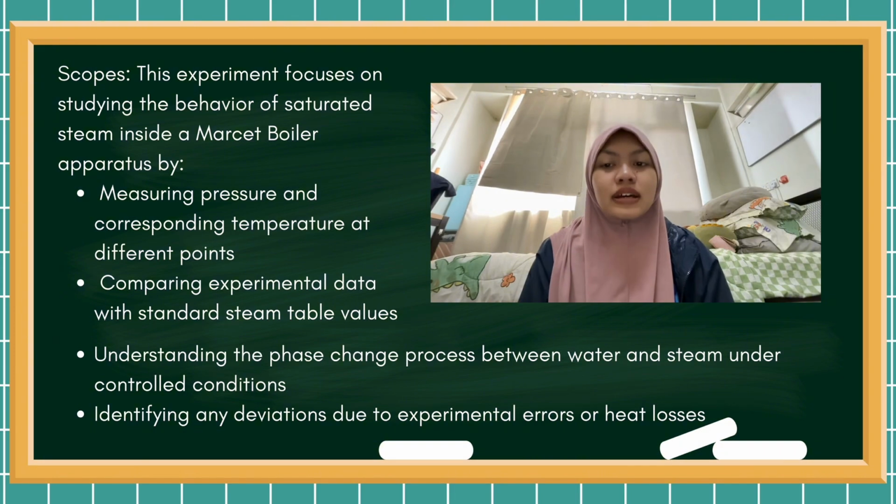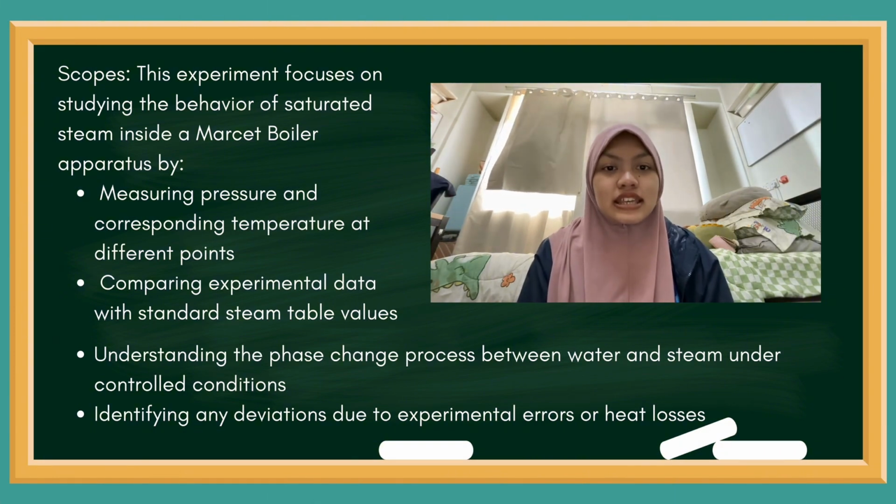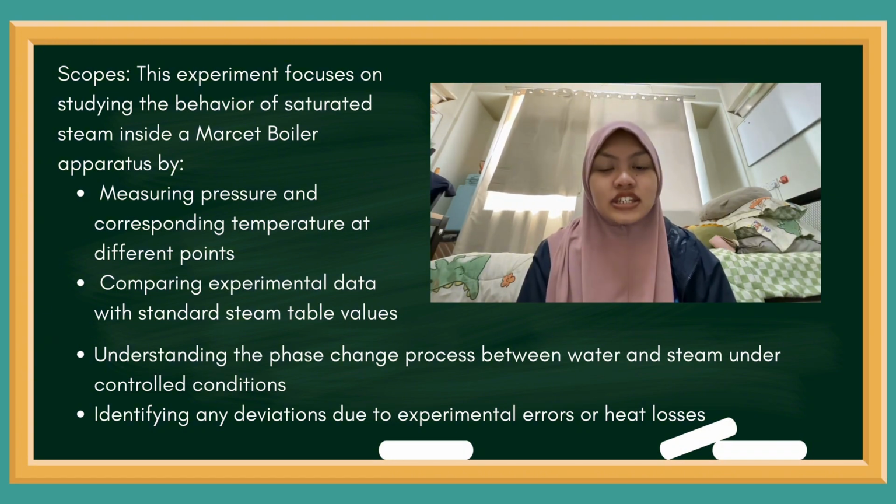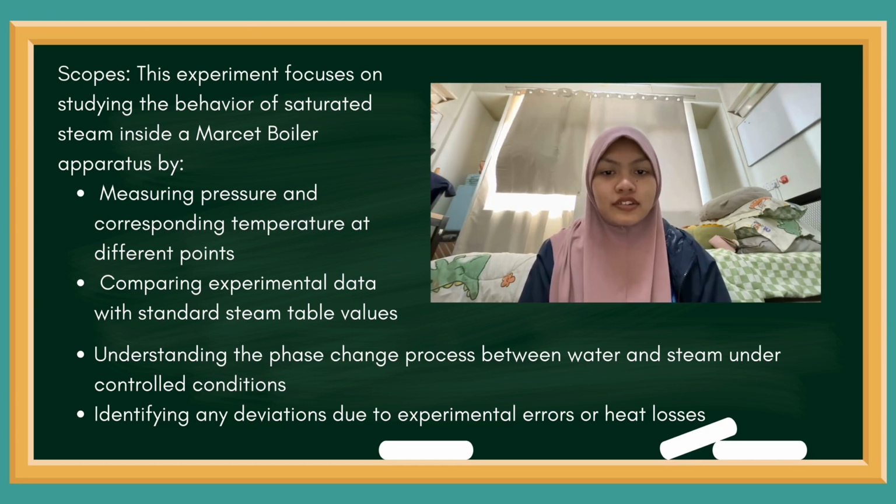As the scope, this experiment focuses on studying the behavior of saturated steam inside a Marcet boiler apparatus. In this experiment, we record the pressure and corresponding temperature at several points and plot a graph of pressure versus temperature. The experimental results are then compared with standard steam table values to evaluate their accuracy. In addition, we aim to understand the phase change process between water and steam under controlled conditions, as well as identify possible errors and heat losses that may affect the result.